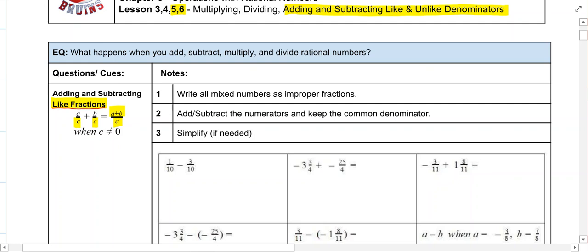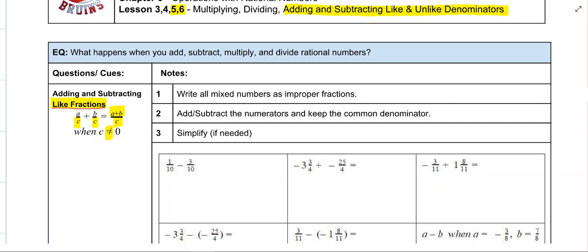Now this only works when C is not equal to 0. Your denominator cannot be 0. And hopefully some of you guys asked that during the lesson today. You might say, hey, wait a minute, I thought you could do like 5 divided by 0. That'd be 5 over 0. I have news for you. It's never been that way. 5 divided by 0 has never been 0.